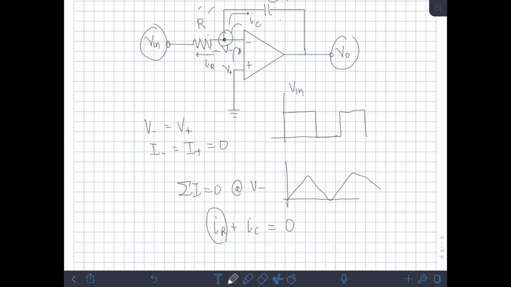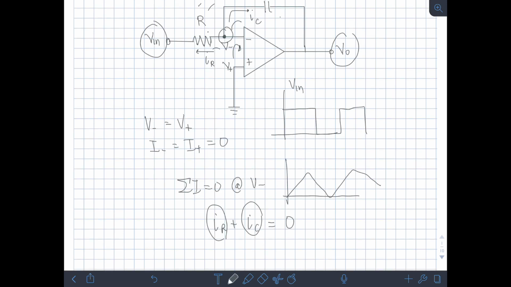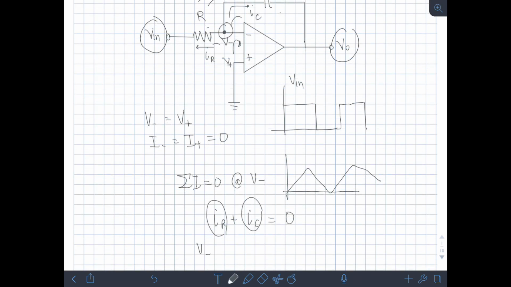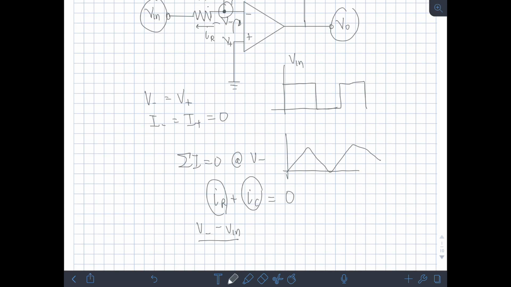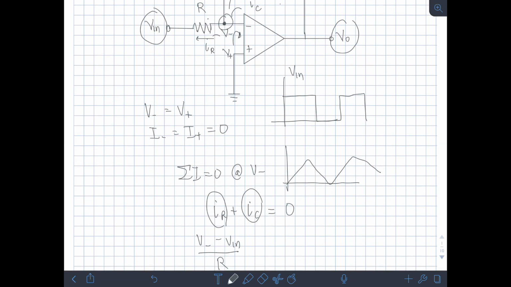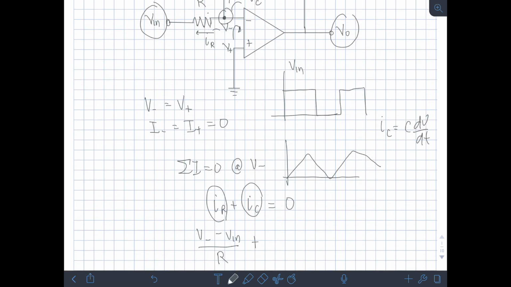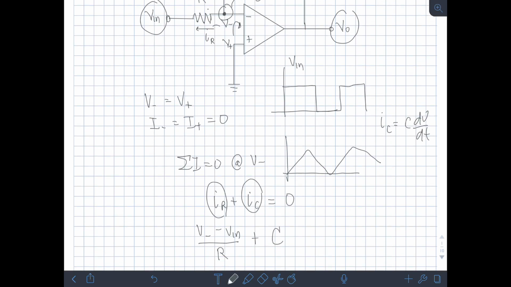Now, i-represent natin yung mga currents in terms of the voltages at yung mga resistance at capacitance. So, for IR, it is equal to higher potential V minus lower potential V in over resistance R using Ohm's law. Plus, this time, we know on my video about capacitor that the current is equal to C dV/dt. So, therefore, we can represent it as C times the derivative of the voltage drop across the capacitor.